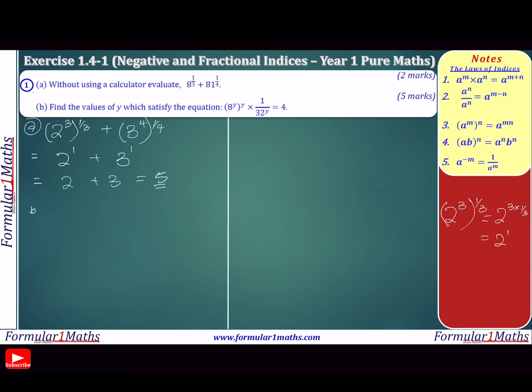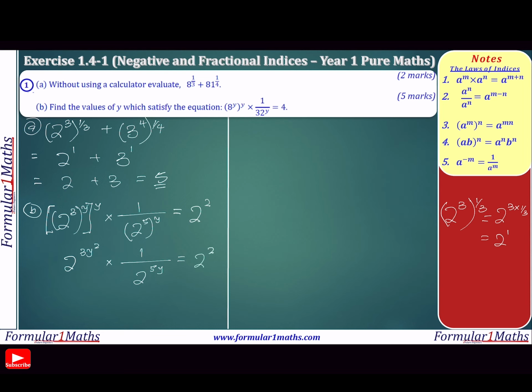B. 8 can be written as 2 to the power 3, and we raise that to the power y, and to complete, we raise the whole thing to the power y, times 1/32, which can also be written as 2 to the power 5, all of that raised to the power y. And that will be equal to 4, which is 2 to the power 2. Simplify the whole thing, it becomes 2 to the power 3y squared times 1/2 to the power 5y equals 2 squared.